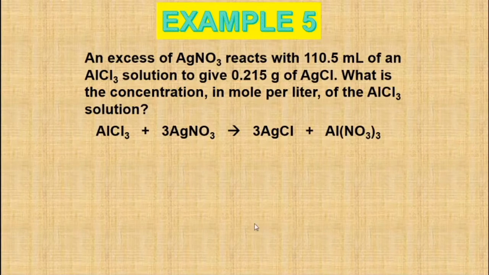Right, example 5. This time we have a different reaction. Excess silver nitrate reacts with 110.5 mL of an aluminum chloride solution to give 0.215 grams of silver chloride. The question is, what is the concentration in mole per liter of the aluminum chloride solution? This is the equation given. So now let's look at the answer, how to solve this problem.